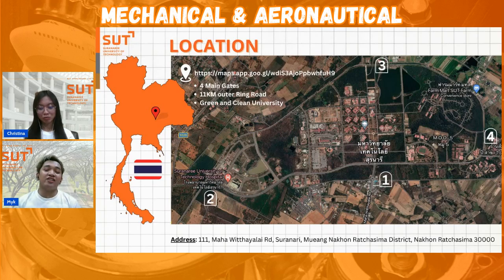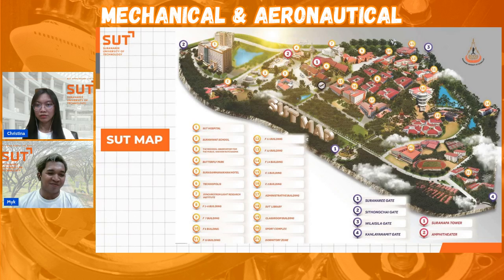Suranaree University of Technology is nestled in the heart of Nakhon Ratchasima province, where the campus offers a sprawling green campus and is easily accessible via 4 main gates and a significant 11-kilometer outer ring road. SUT's strategic location within Thailand showcases its main university area, residential zones, sports complex, and research park, all contributing to a comprehensive and vibrant learning environment. With its marked address, SUT invites students and visitors to experience its commitment to a clean, innovative, and well-connected academic community right here in Suranaree.